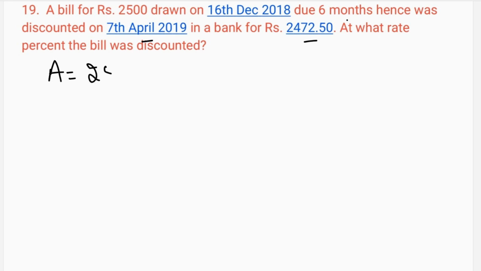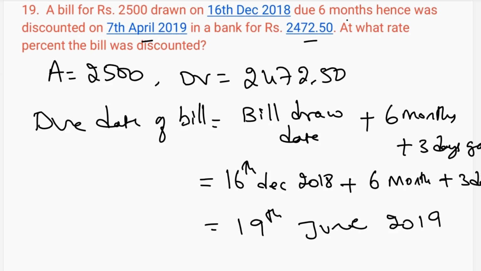Here A they have given is 2,500 and the discounted value is 2472.50. N they have not mentioned directly, they have mentioned only the discounted date and the period hence. So first we'll find out that one. The due date of the bill will be bill draw date plus 6 months time for the bill, then 3 days grace. So if you do this one, you will get 19th June 2019.